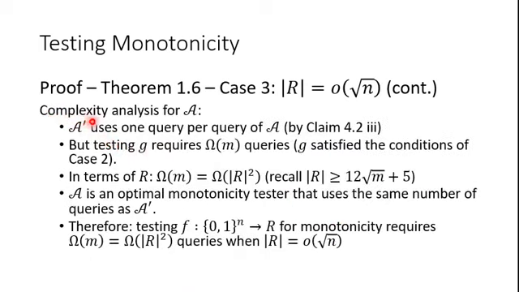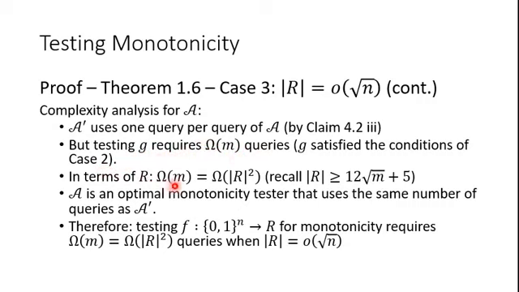So now we just need to discuss the complexity analysis for A prime. We can see that A prime uses one query per query of A. And why is that? That's because of claim 4.2.3: h of x can be determined with one query to g. However, we know that testing g requires omega of m queries. And why is that? Because we know that g satisfies the conditions of case 2 that we have proven earlier using a reduction from set disjointness. So testing g requires omega of m queries.